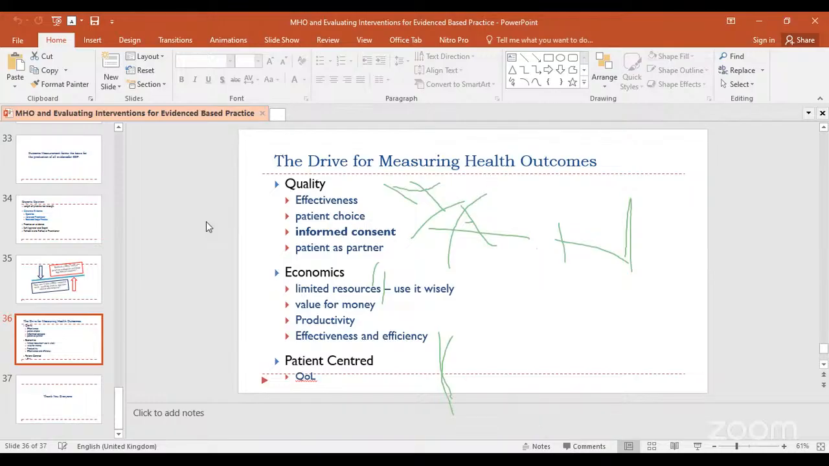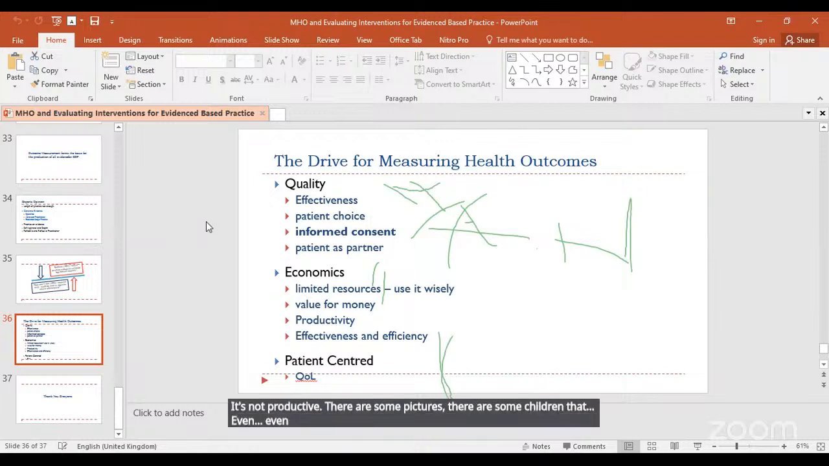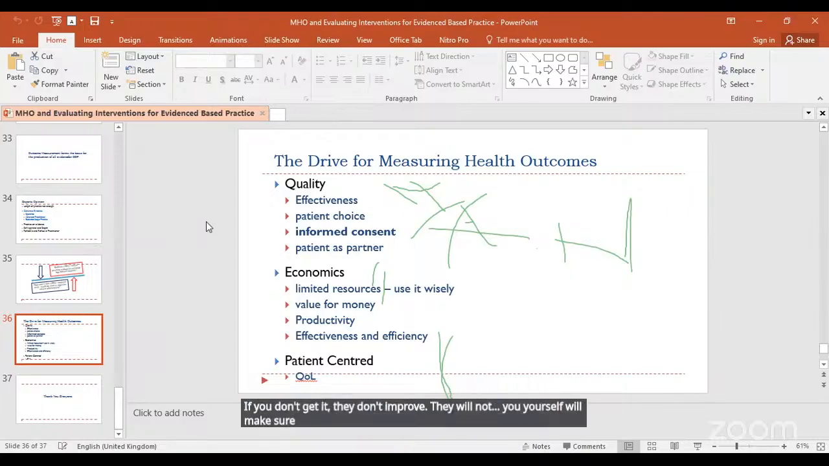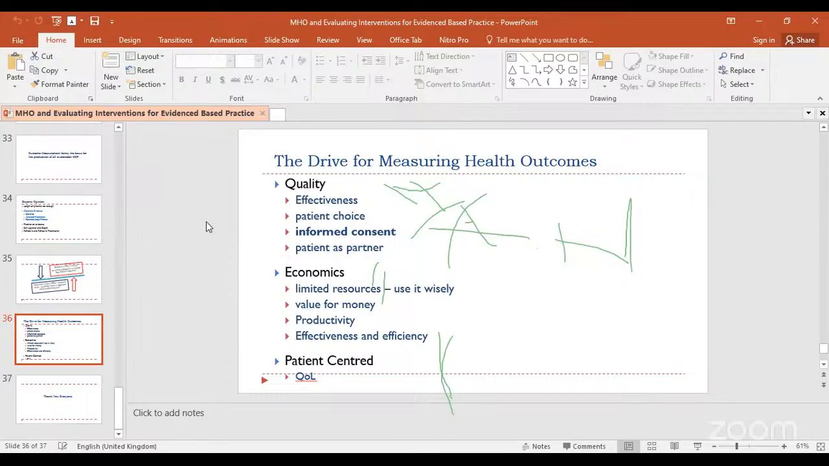There are some children that even in 40 minutes, you are still with them. If they don't improve, they will make sure that you decline. There are children that you are managing as a pediatrics therapist. Even if you call yourself general, they will turn you to a recruit.